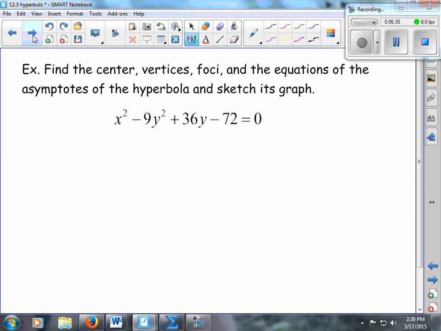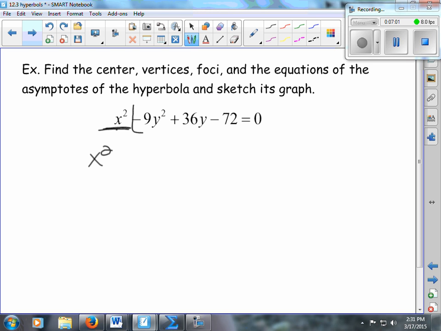Okay, so I have a few more examples we're going to do. In this next example, we're going to find all of those important features. However, if you'll notice, the equation is not yet in standard form. So the first thing that we want to do here is put it in standard form, which is going to mean completing the square. If you look, the x's are fine. I don't have an x squared and an x. I just have the x squared. So I have nothing to do to that.